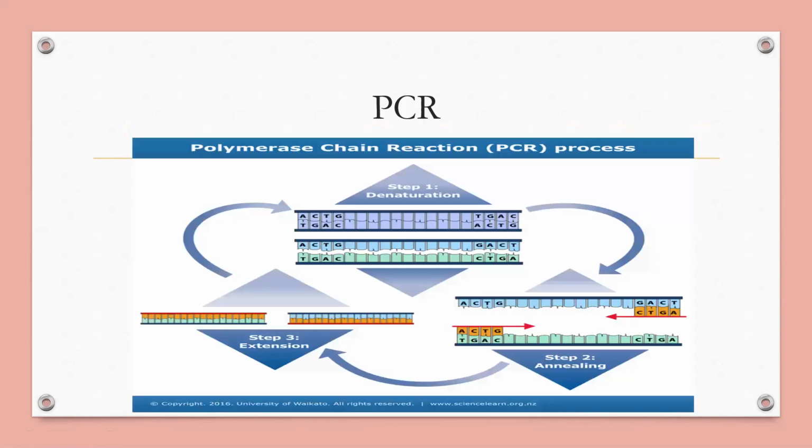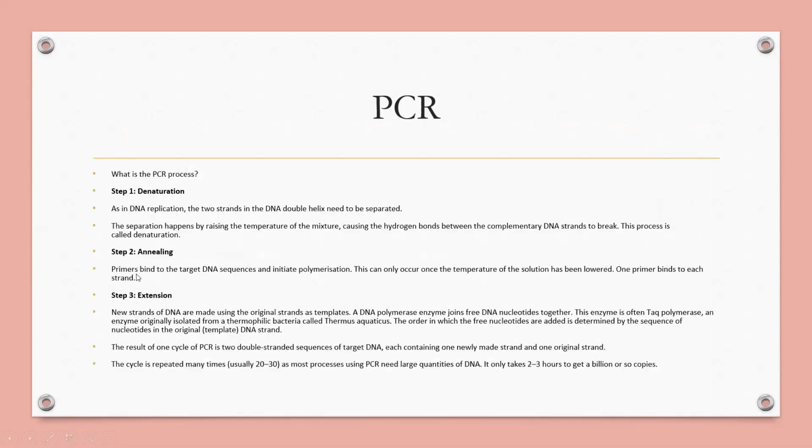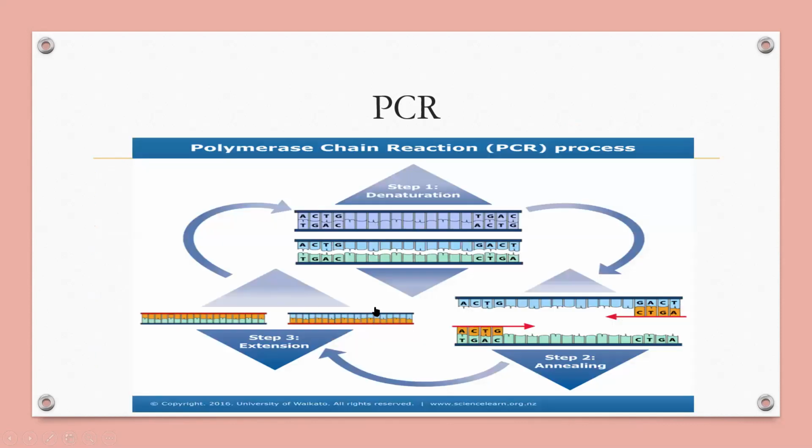Look at here. Annealing step. Primers bind to the target DNA sequences and initiate polymerization. This can only occur once the temperature of the solution has been lowered. First step, high temperature, it can be maintained. Next step, low temperature. One primer binds to each strand. Do you understand? Look at here. This is annealing step. This is primers.